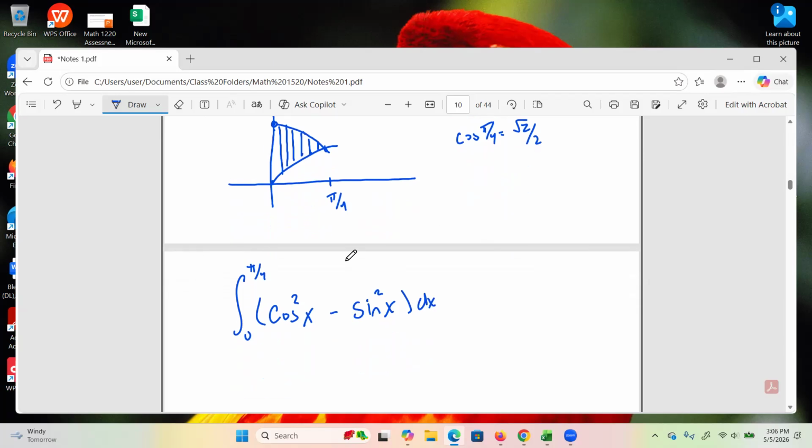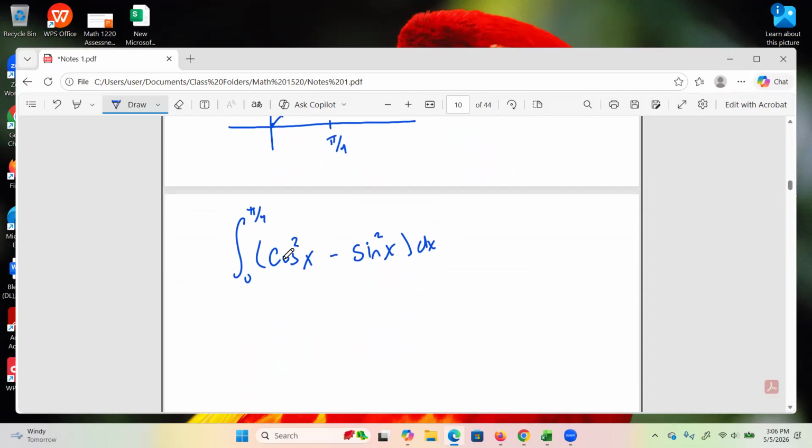Before you jump into the integration, the integral of cosine squared is not cosine cubed over 3. You can't do it that way. You don't know how to integrate cosine squared yet. We will learn how to do that in this course. So we can't just look at this and say, oh, we can just integrate. No, no, no, we can't.